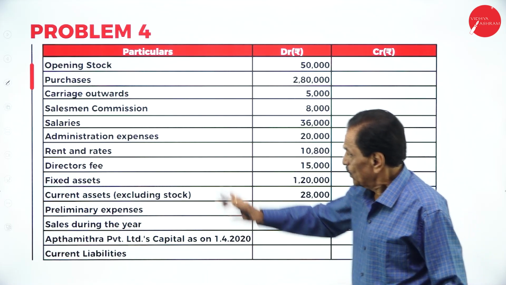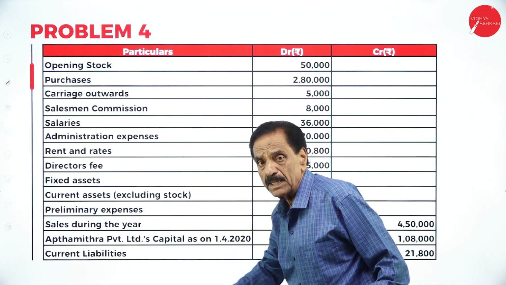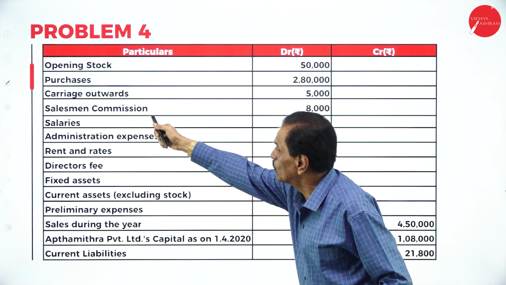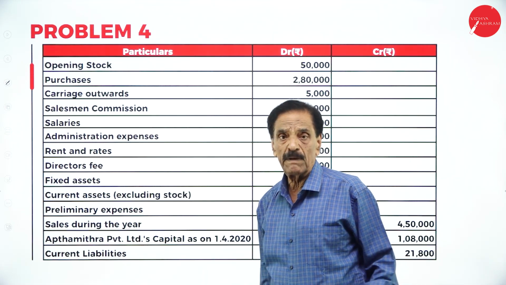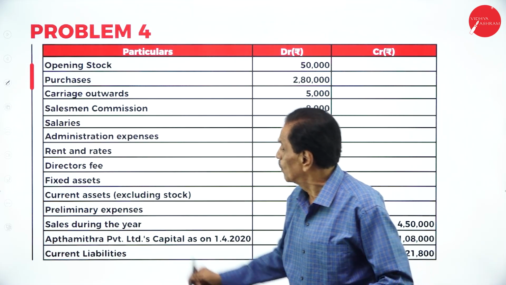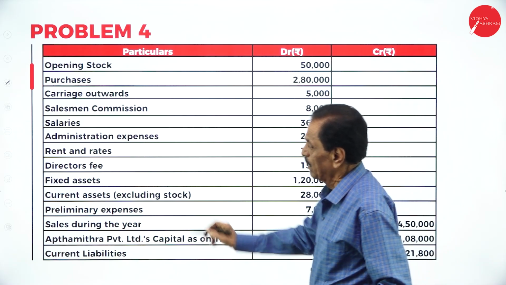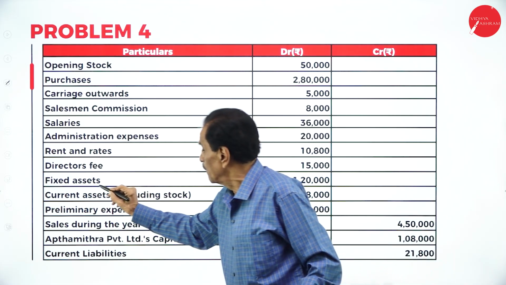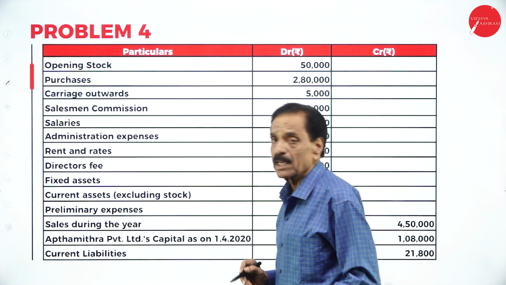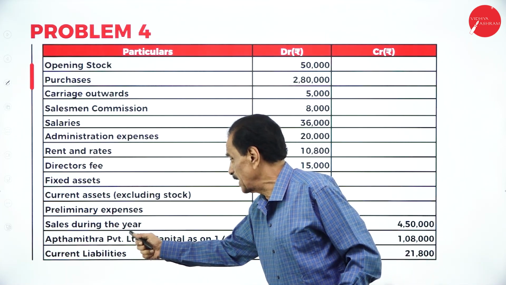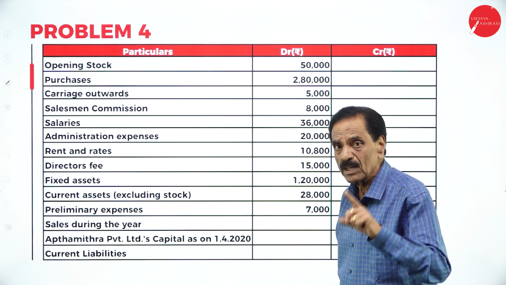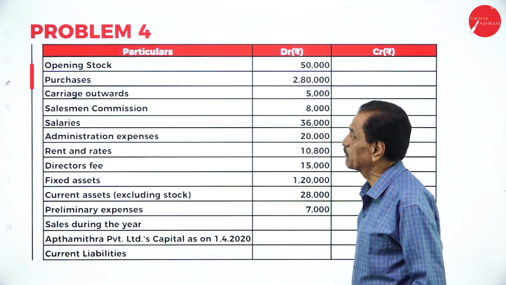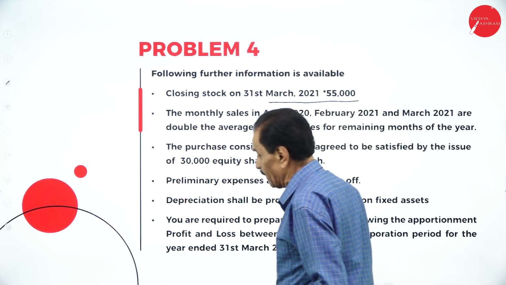Okay, we'll move. So these are the items. Only expenditure and income will be bifurcated. Opening stock is given, purchase is given, carriage outward based on sale, sales commission based on sale, salary based on time ratio, administration expense based on time ratio, rent and rate based on time ratio, director fees post incorporation. Fixed assets won't come, current assets won't come. Preliminary expenses post incorporation. Sales during the year are given to find out the gross profit. Capital won't come, current liability won't come, because only incomes and expenses. Closing stock on 31st December 55,000 is given.